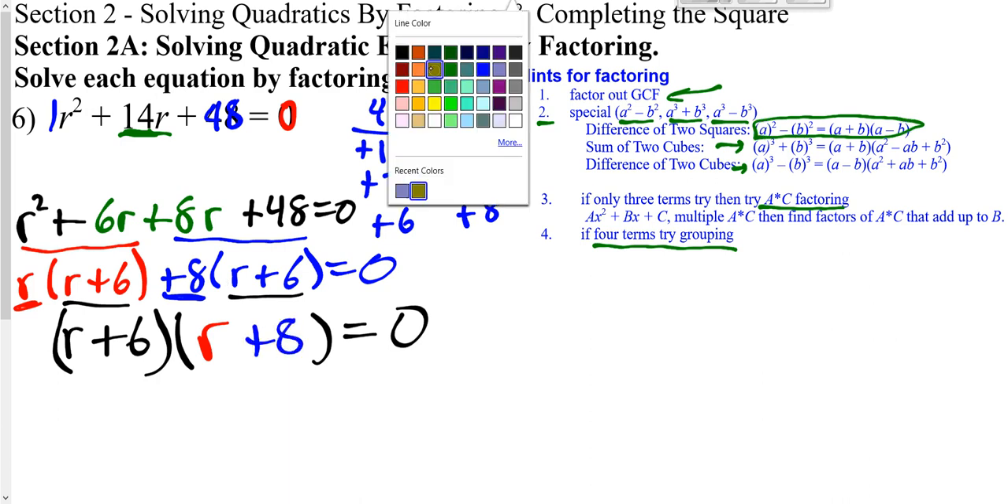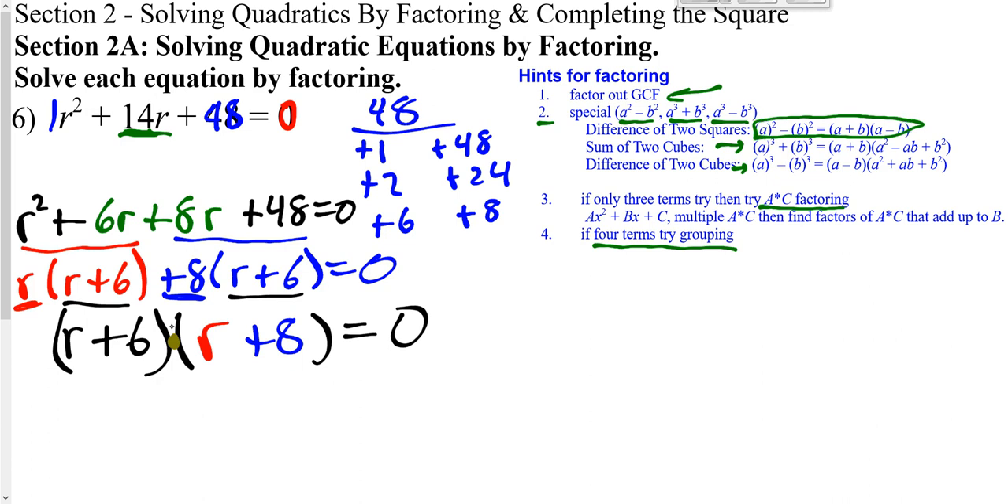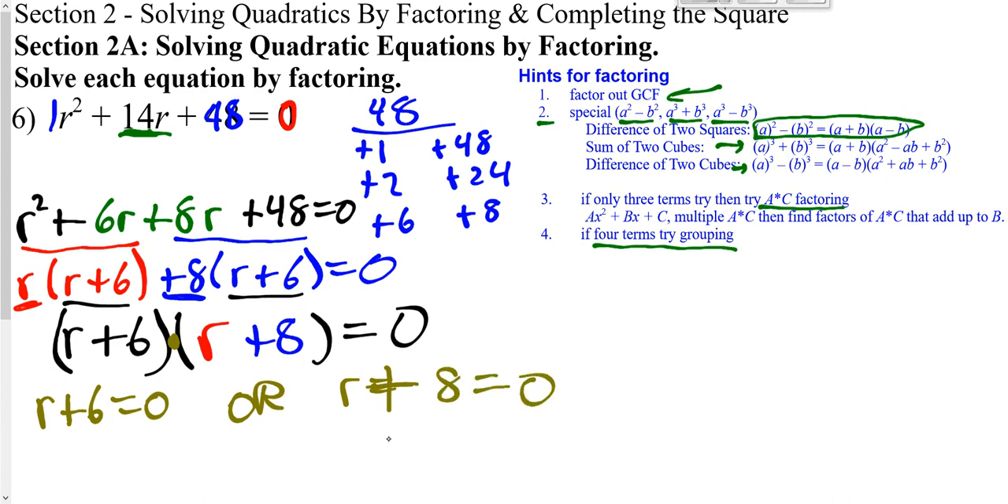We now have two things multiplied together to give you 0. The only way to get 0 when you're multiplying is if the first parenthesis is 0, or if the second parenthesis is equal to 0. Then you solve each one of these. So you subtract an 8 from both sides, and you subtract a 6 from both sides. And so our two answers are negative 6 and negative 8. If we did graph this, those are the two spots where we'd be crossing the x-axis. And that's for the most part what we do for solving by factoring.